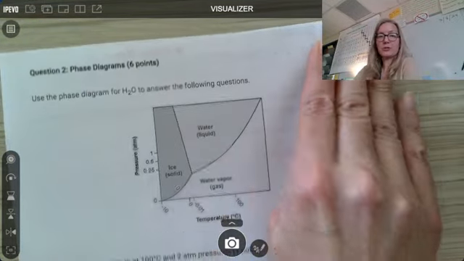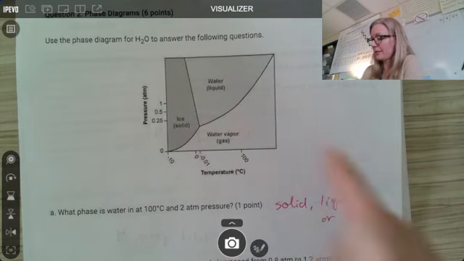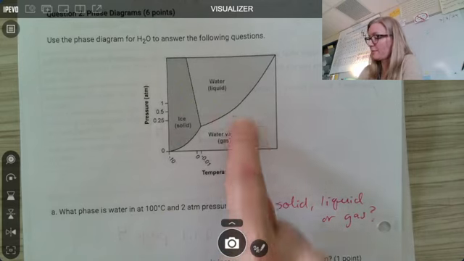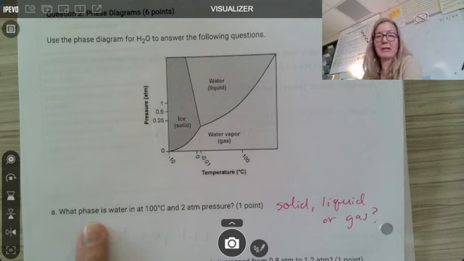And then this question, you don't really need to look in the book as long as you know how to read the diagram. So you just go over to 100 degrees and up to, kind of approximate where 2 atm would be and tell me what phase. When they say phase, they mean solid, liquid, or gas.